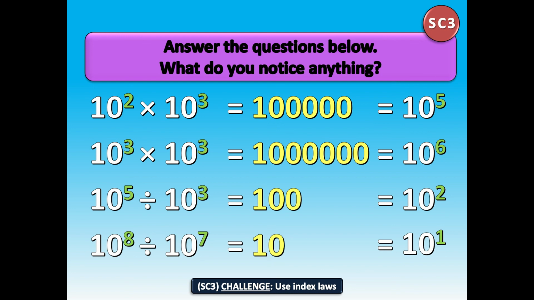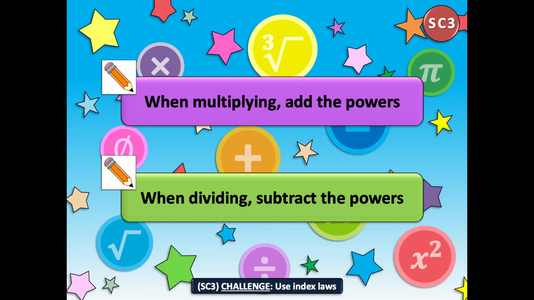So when we've multiplied, what we can actually do is add the indices. And when we've divided, we can subtract the indices. So when we multiply, we can add the powers, and when we divide, we subtract the powers.